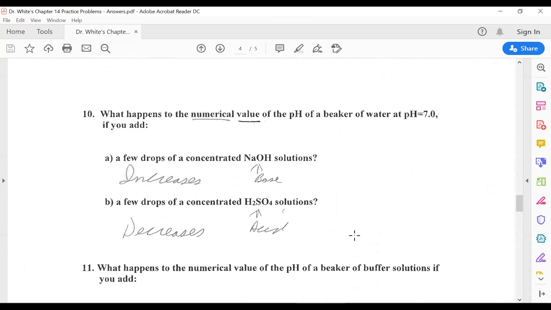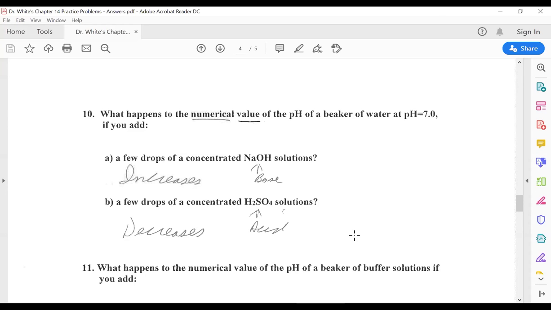All right, well, we did something like this earlier. Well, let's do it again. What happens? Notice I'm not talking about does it become acidic, basic, or neutral. I'm asking what happens to the numerical value of the pH of a beaker of water if you add a few drops of concentrated NaOH. Well, first of all, you have to know that is a base. And by adding a base, remember above 7 is basic. You add a base, it becomes more basic. Below 7 is acidic. When you add an acid, it becomes more acidic, a lower pH. So in this case, if you add a base, it becomes more basic. Therefore, the pH increases.